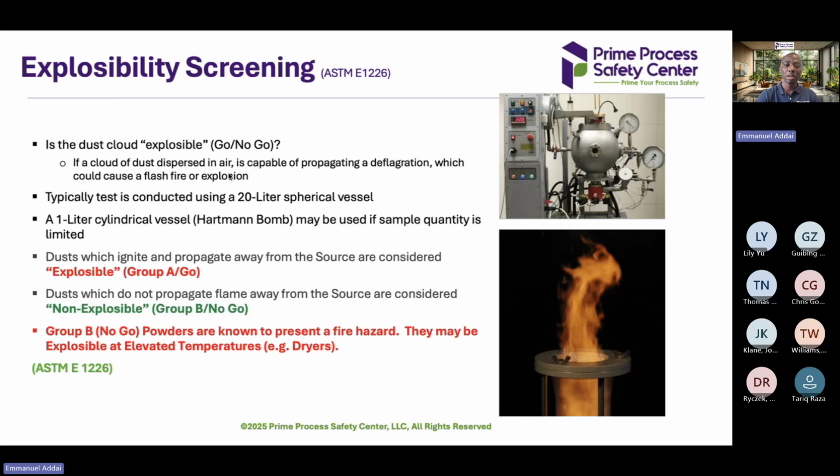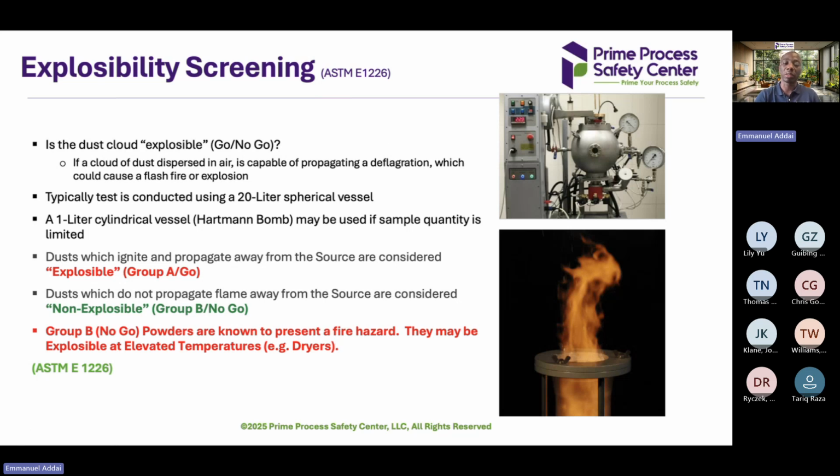So first, we consider, okay, I have a powder. If we don't know anything about the powder, the first thing we do is something called an explosibility screening test. We call it a go or no go test. A go or no go test is just a yes or no test. And there are three types of equipment that you can use to determine the go or no go test. You can use the 20-liter sphere. That is the standard, and that's what we have in our lab here in the Applied Process Safety Lab.